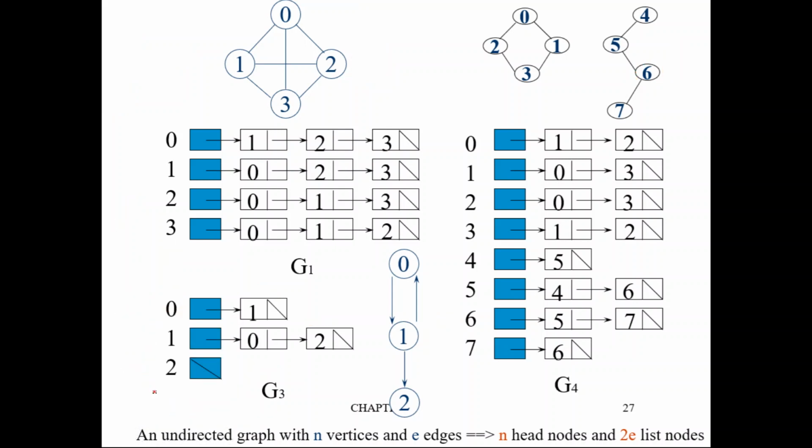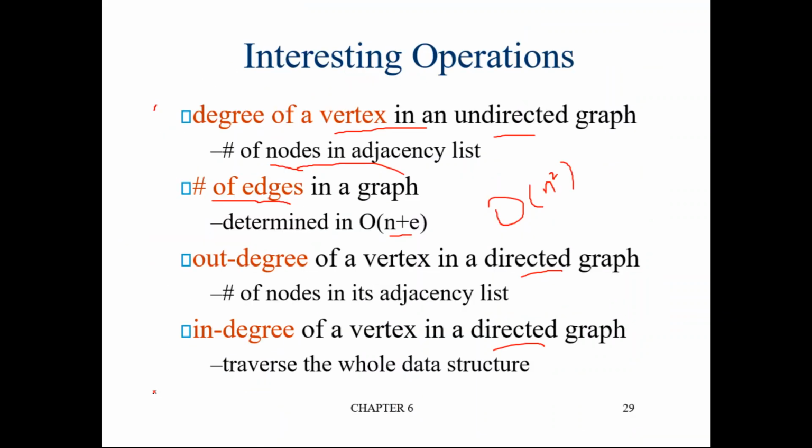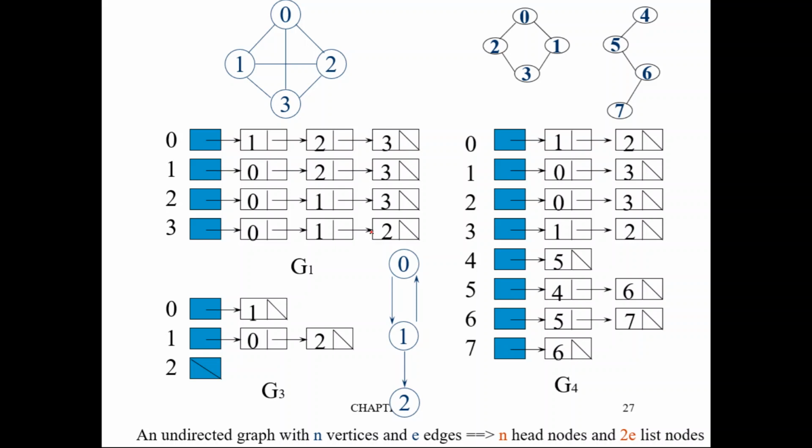Whether it is a directed graph or an undirected graph, to find the number of edges you need only order of n plus e time, not more than that. Because here, how is it n plus e? The n part is the same. You have to compare all the vertices, right?